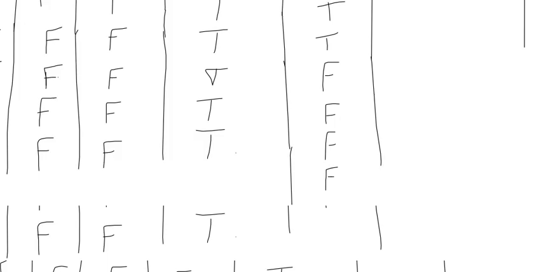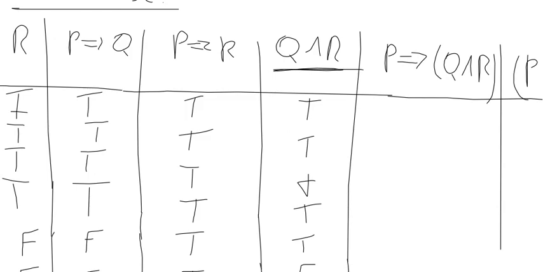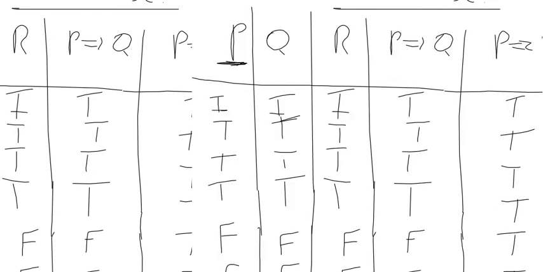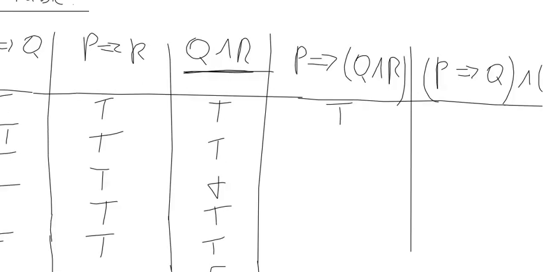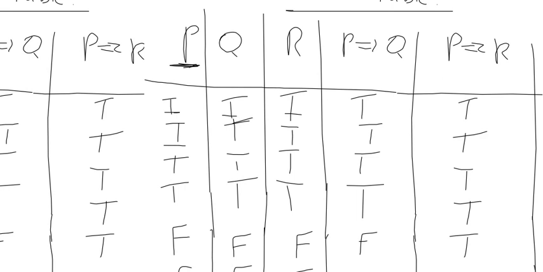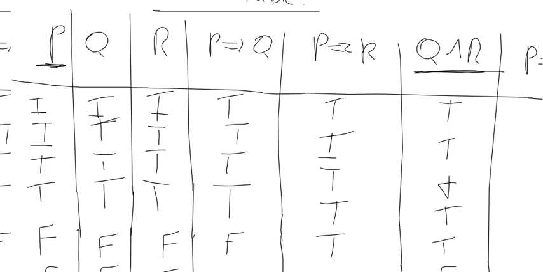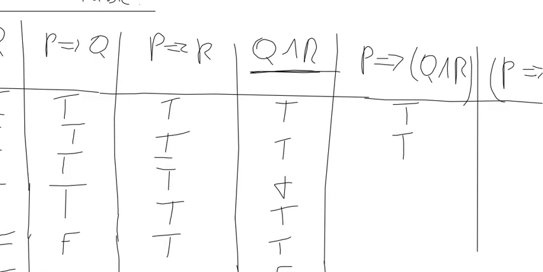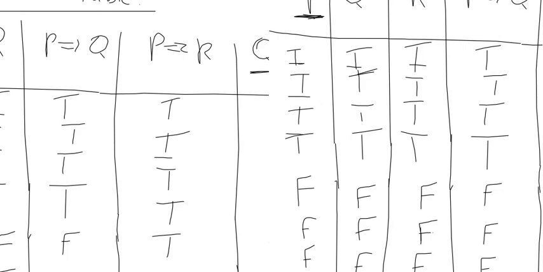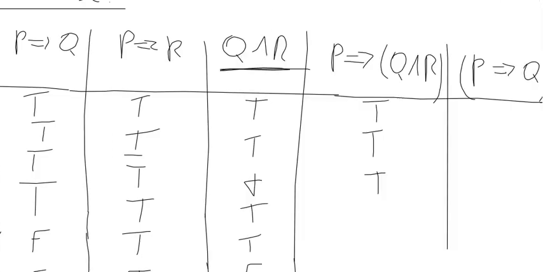Next, we need to figure out what P implies Q and R is. Okay, so looking at this one, I'm underlining so you don't get confused. If P is true and Q and R is true, true implies true is true. True implies true has to be true. True implies true has to be true. True implies true has to be true.